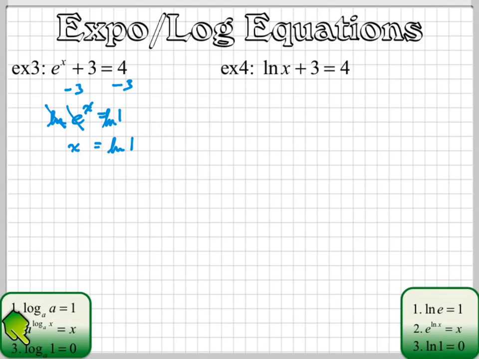Look at this. If you have a log with a 1 in it, what does it equal? 0. You have a natural log with a 1 in it, what does it equal? 0. Whenever you're taking a natural log or log of 1, it always equals 0. Why? Let me show you.